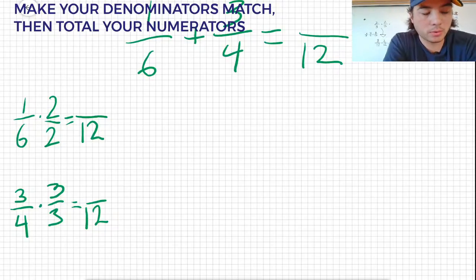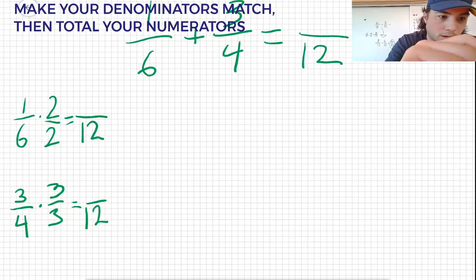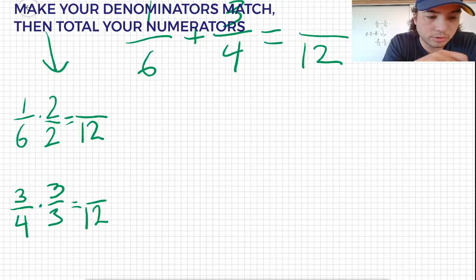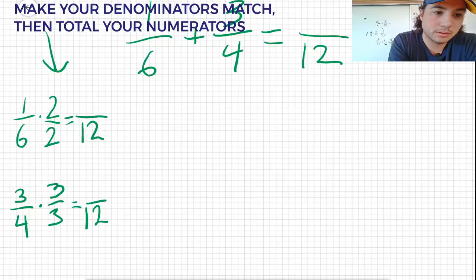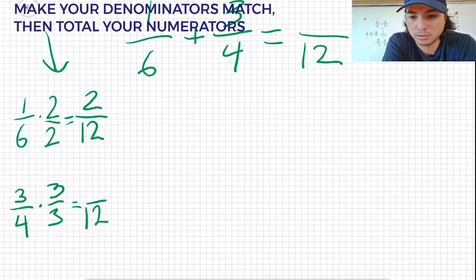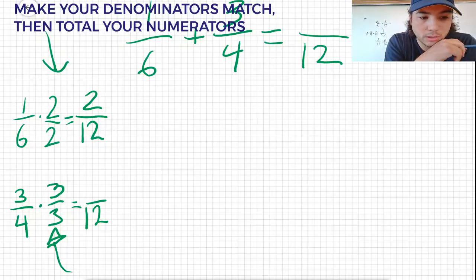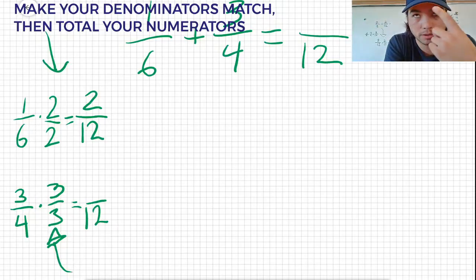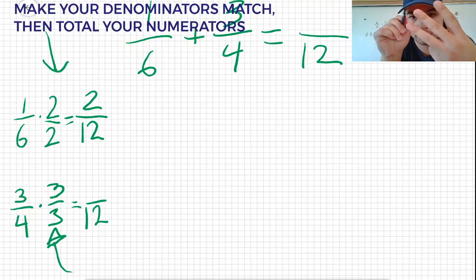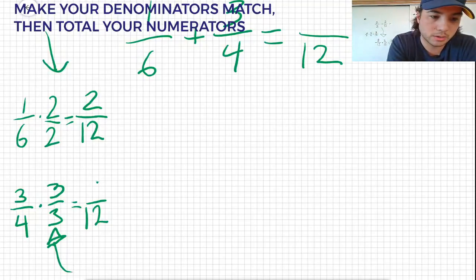Okay, so now what are our numerators? Let's start up here. 6 times 2 is 12. 1 times 2 is 2. So we have 2/12ths for this one. And then 4, now we're down here. 4 times 3 is 12. And then 3 times 3, use your fingers if you need to, 3, 6, 9. 9/12.